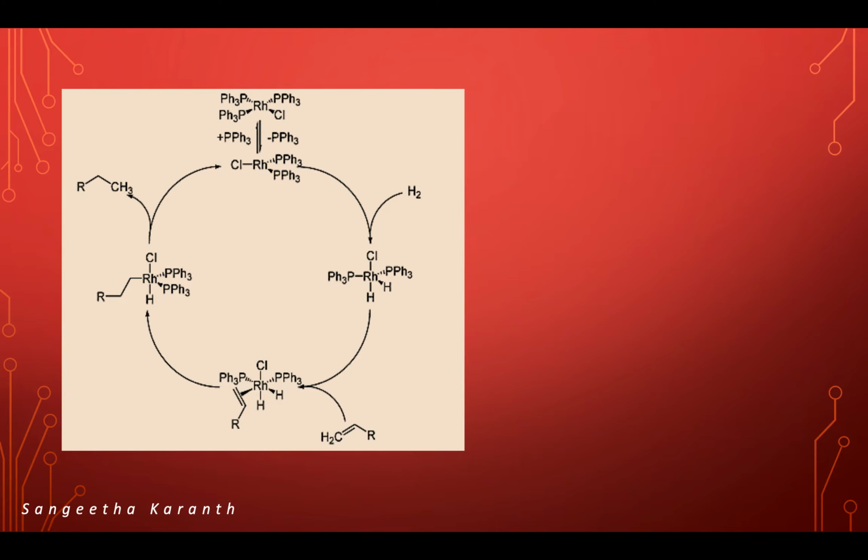It takes place in different steps, so let us go through each step one by one. First you can see here, this is the Wilkinson's catalyst which we take, with rhodium, the three triphenylphosphine ligands and one chloro ligand. In the first step, one of the triphenylphosphine ligands is dissociated. First it was tetra-coordinated. If one ligand is removed, this results in a tri-coordinated complex.